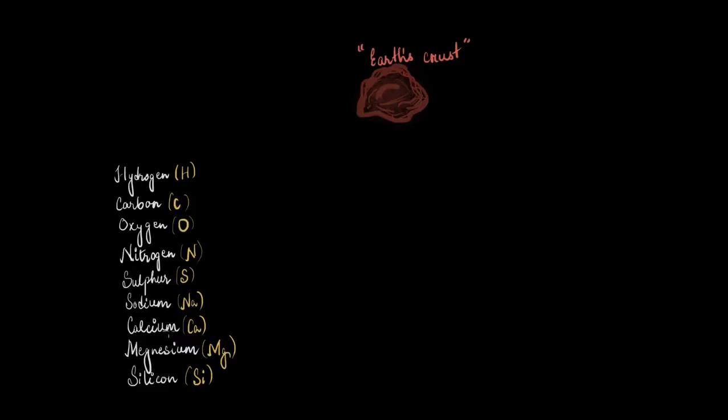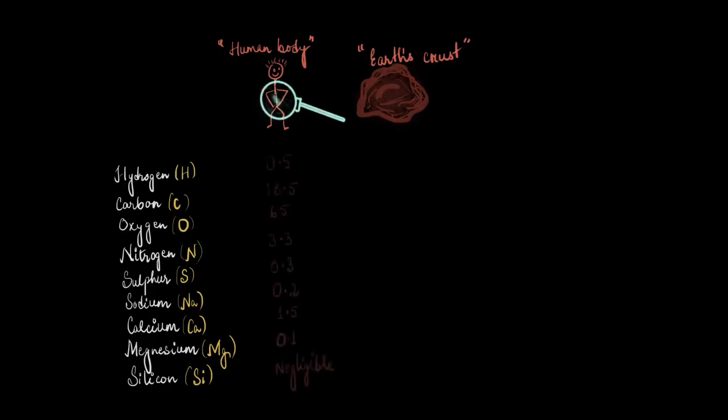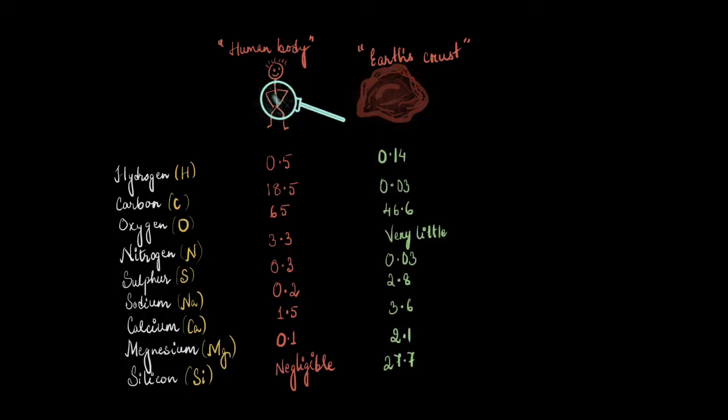Well, you would say, what's the big deal in that? Well, the big deal was that these lifeless elements were seen to make up living cells as well, living organisms like you and me. But the only difference was that the abundance of these elements in the human body and the Earth's crust was different. These are the percentage weight of hydrogen, carbon, and all these elements in humans and in the Earth's crust.